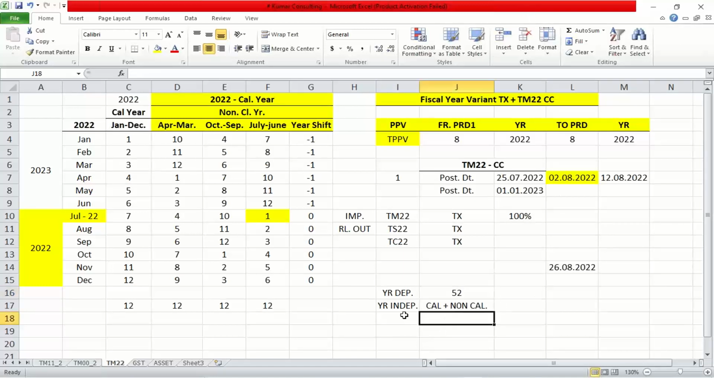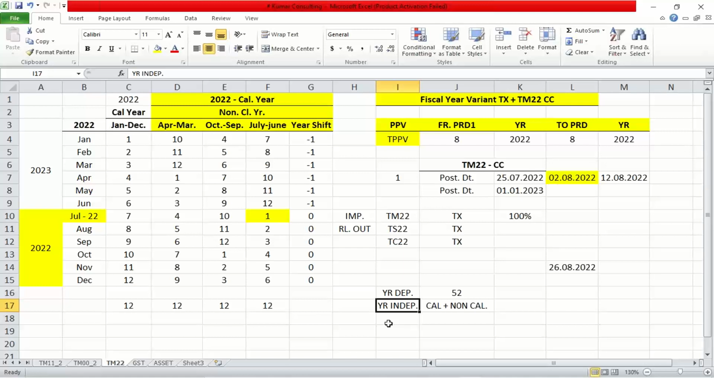The next difference is that year independent is only a one-time setting, right? In the sense, let's suppose once we have defined this April to March, it's okay. That's done. Now no need to define it again and again, right? If the organization is going to use April to March, even if they use it in SAP for 100 years, it will be April to March itself. That is not going to be changed. It will be as it is.